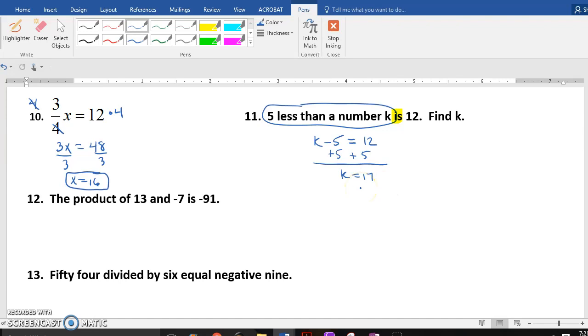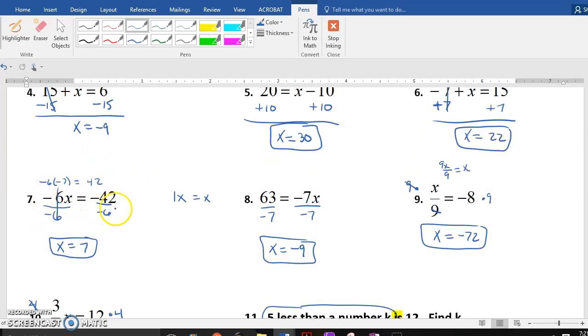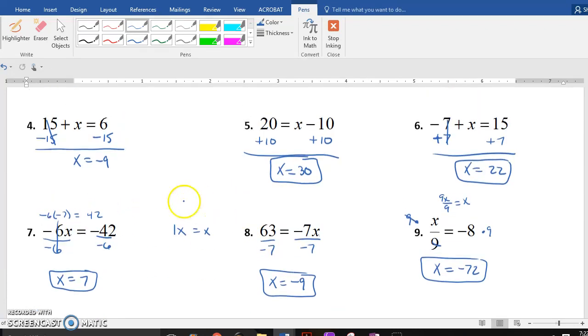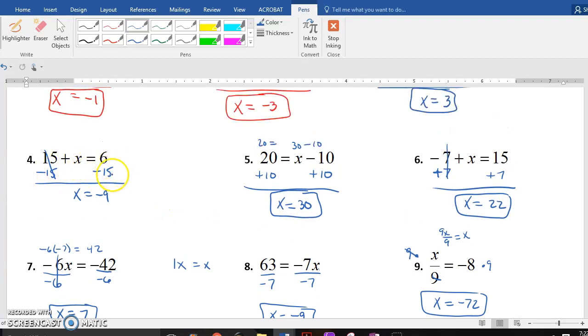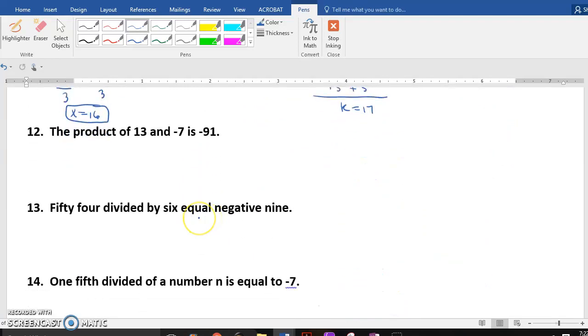Now, I know a majority of these equations you can probably just solve in your head, right? And what I mean by that is what times negative 6 would give me negative 42, negative 7. 15 plus what would give me 6? You know, you can basically figure these out mentally, right? But going through and showing the work as the equations get more difficult, showing your work becomes more important.